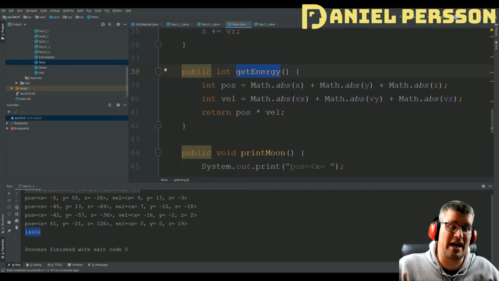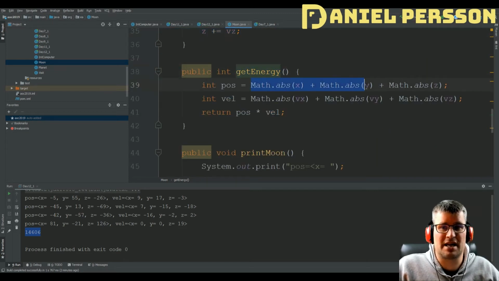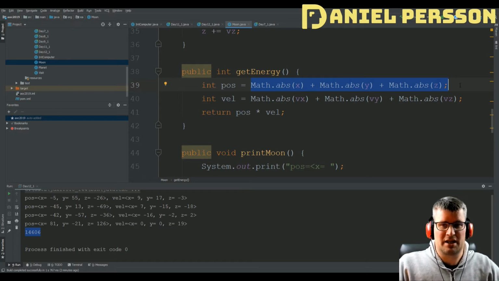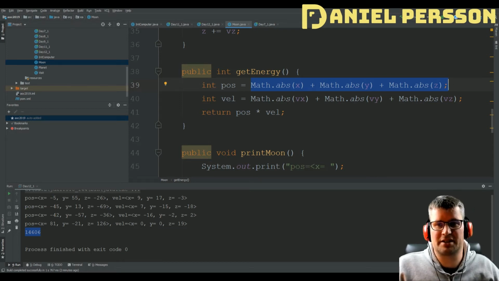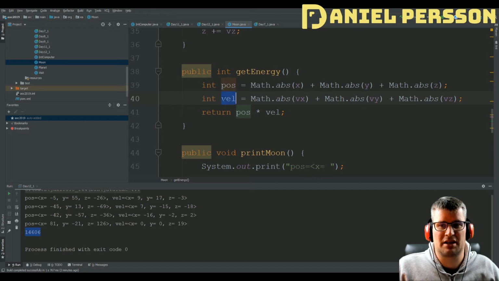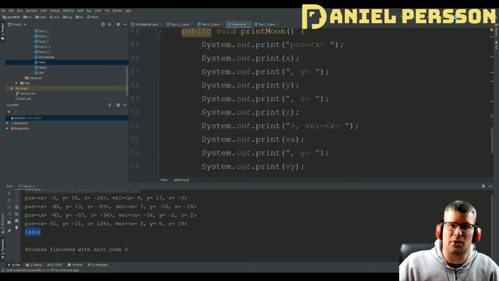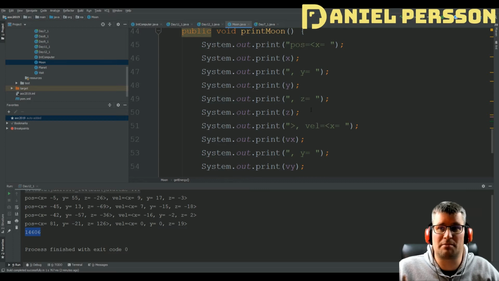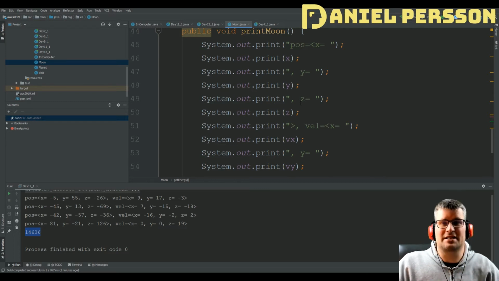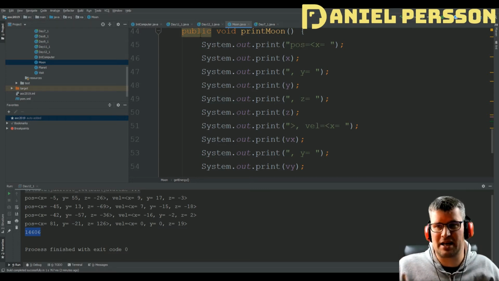Getting the actual energy of this moon is just the sum of the absolute values of the X, Y, and Z coordinates. That's the position energy, and the velocity energy is the same but with velocity. Then we just multiply those together, for some reason. I also have a function to print the actual moon, so I get the output that they had in the example, so I could actually look and see that I had the correct setup.